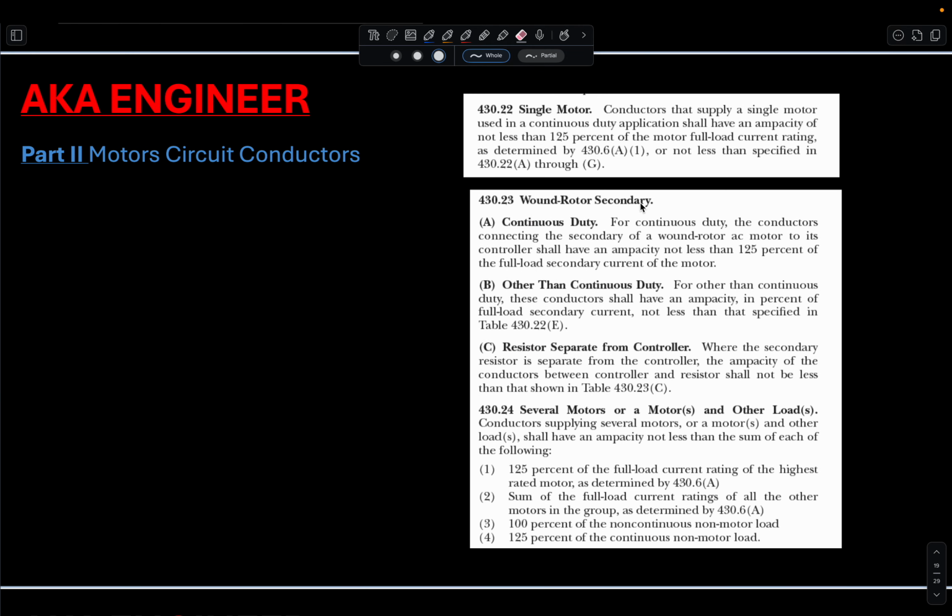Part 2 is motors, circuits, conductors, so how to determine and size the correct conductors for the motors. In this case, for conductors that supply a single motor used in a continuous duty application, they shall have an ampacity of not less than 125%. You're going to see this a lot. You're going to hear this a lot. So this is definitely something to keep in mind.